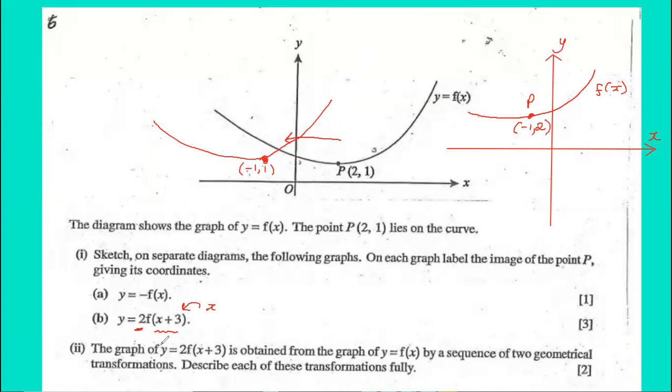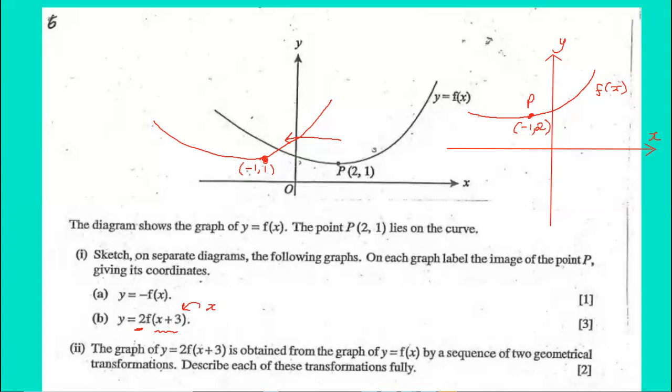Okay. Next part of the question says, the graph of y equals 2 f of x plus 3 is obtained from the graph of y equals f of x by a sequence of 2 geometrical transformations. Describe each of these transformations fully. That's an easy 2 marks. So the first one was a shift of 3 units to the left. Okay, so you're moving the graph 3 units to the left. And then the next is a stretch of scale factor 2 in the y direction. Okay.